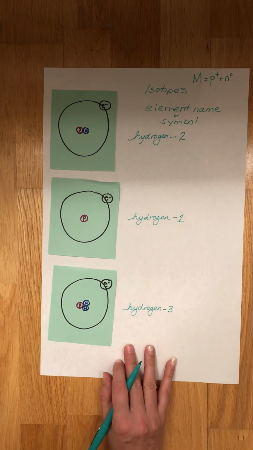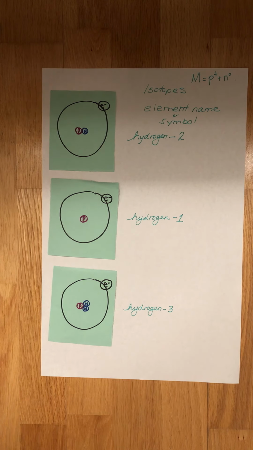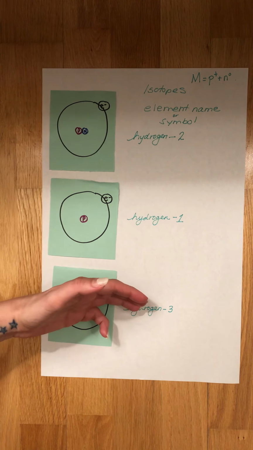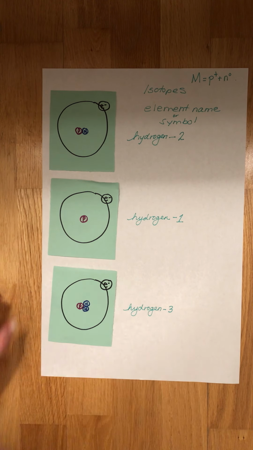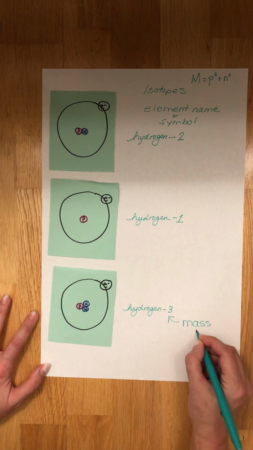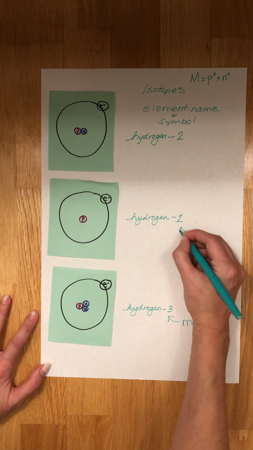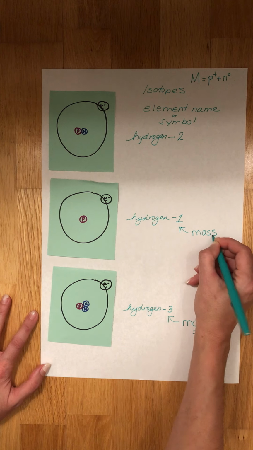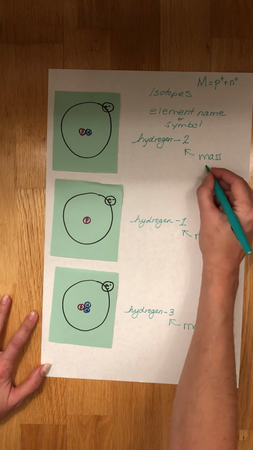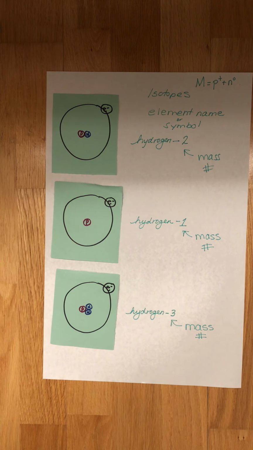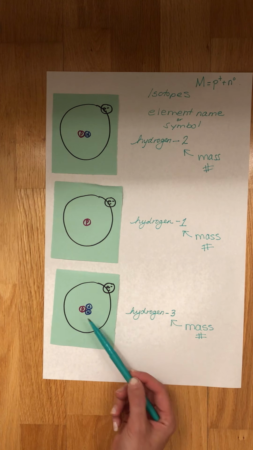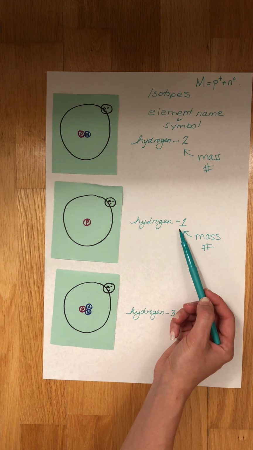So this is a way to notate isotopes with their names. Hydrogen-1, hydrogen-2, hydrogen-3. Again, that's a mass number. So it might help to put that in your notes, that that's a mass number. So if I was to ask you which isotope is the heaviest, you'd obviously say this one because it has the most particles in its nucleus. Which one's the lightest? That one.